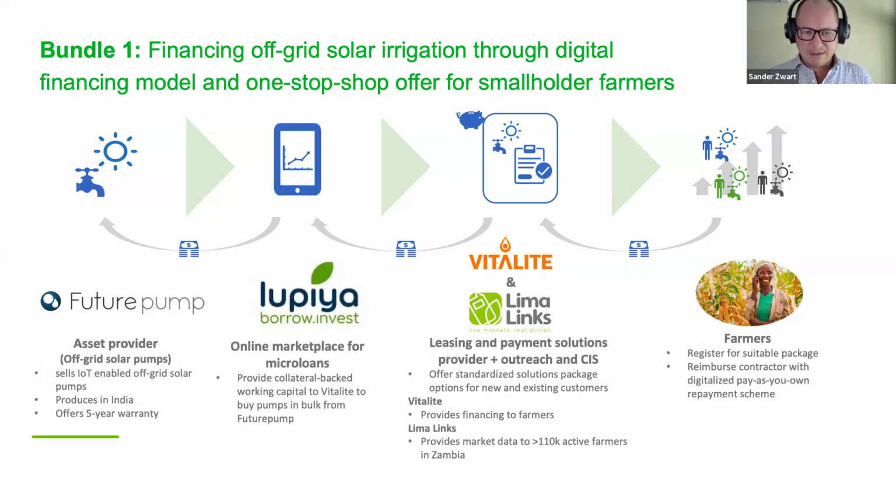But again, it doesn't only come with the technology. So there's a company, Lupia Borrow Invest. It's an online marketplace for microloans. So they provide these digital services to get microloans. And there are 2 companies that provide the climate information services, which are important for managing your irrigation efficiently, but also for the leasing and payment solution. So that is more the technical aspects of leasing and paying. So these 4 companies came together. They developed a proposal. They were selected.